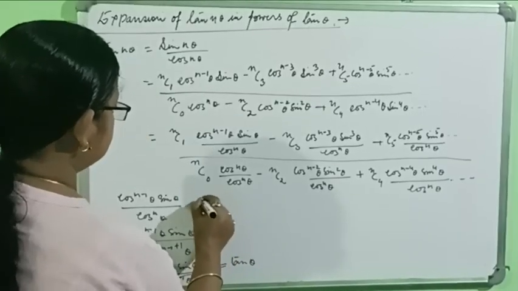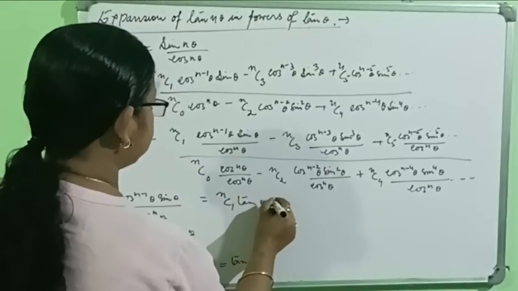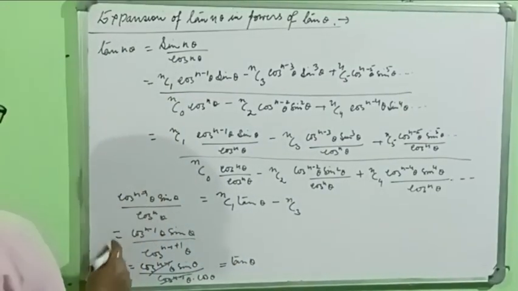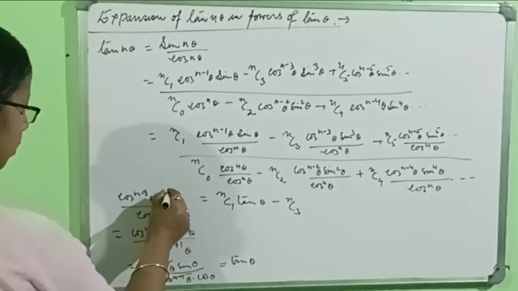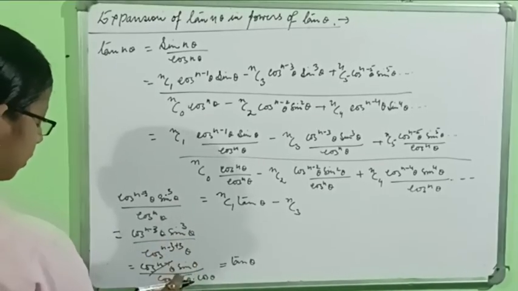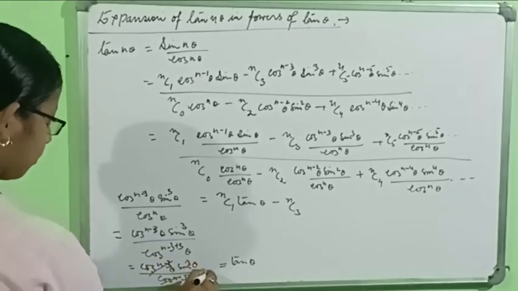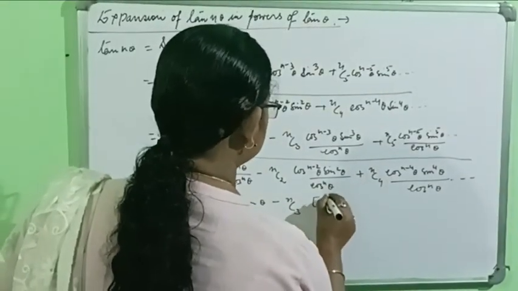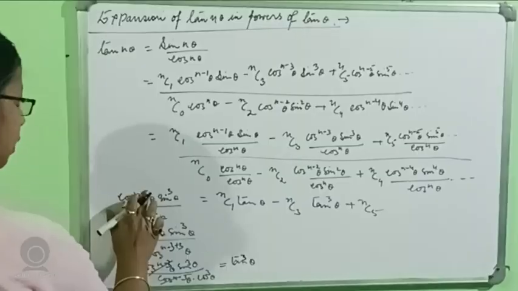So this is equal to nC1 tan theta minus nC3. Here, if I replace 1 by 3, this will be 3. So this is 3, tan cube theta, plus nC5, now 5.